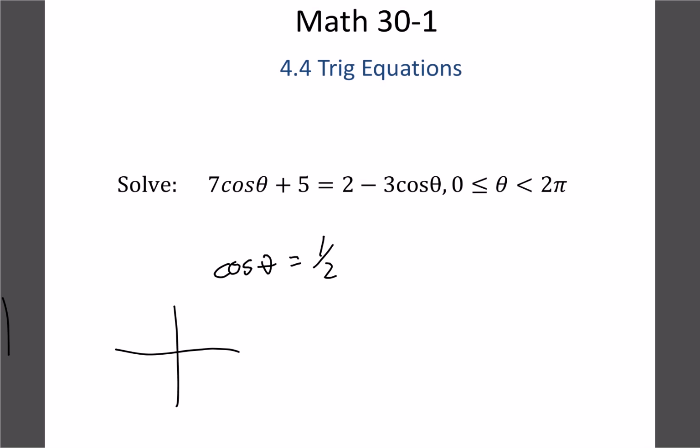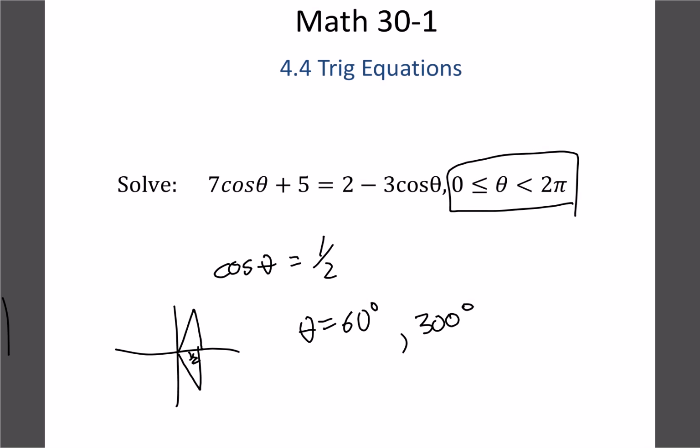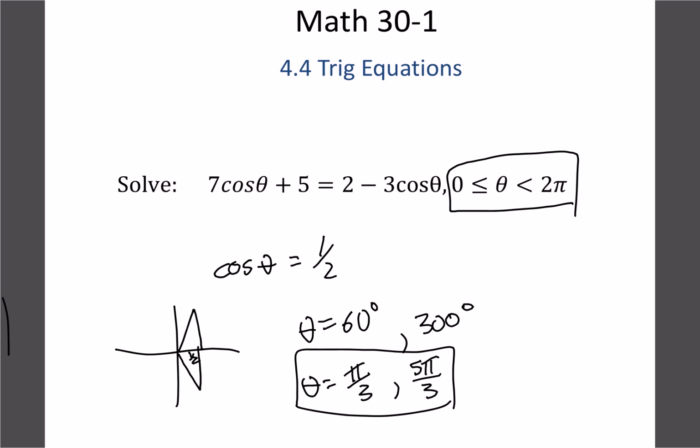So in this case, we know that cos theta is 1/2 when we have a 60-degree angle. So in this case, we know it's 60 degrees, and we would use our cast rule to know that the other one would be at 300 degrees. And in this case, we want it to be in radians, because they're telling us that they want it from 0 to 2 pi. So we would just change those to radians, so pi by 3 and 5 pi by 3. If that was indeed the solution, I have no idea, but we're not going to solve this one.